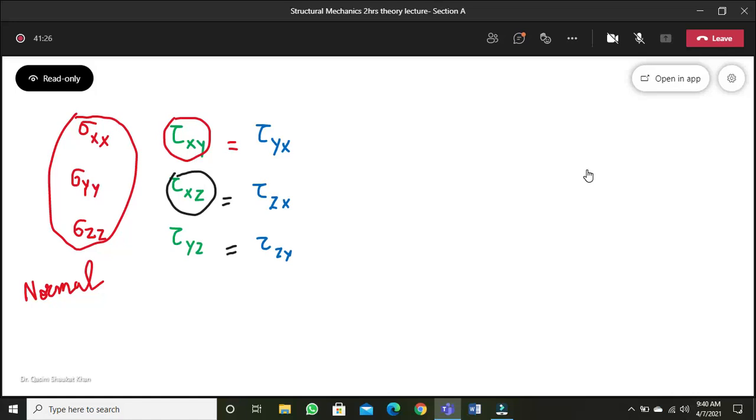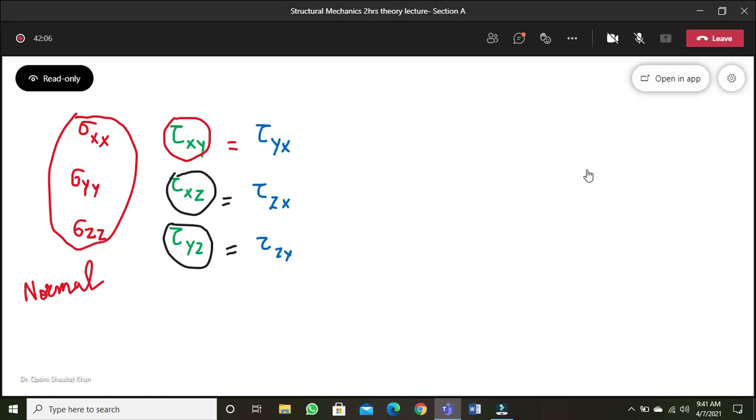Now, the point to be noted here is that if we can calculate these three shear stresses, we can get the magnitude of these three shear stresses as well, because these three shear stresses are complementary to these shear stresses. So in actual, on a three-dimensional element, there are three normal stresses and there are three shear stresses. On any three-dimensional element, there are three normal stresses and three shear stresses.